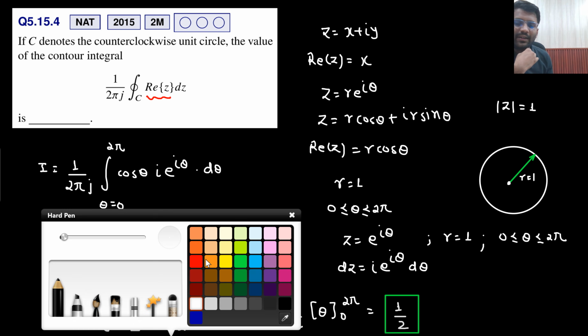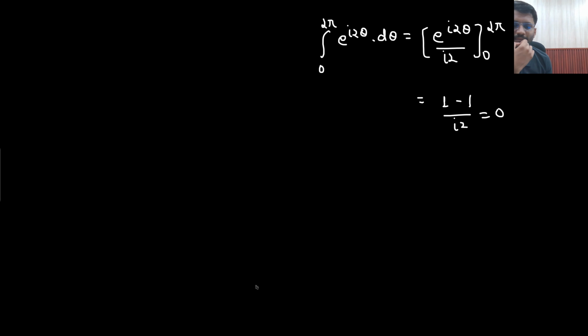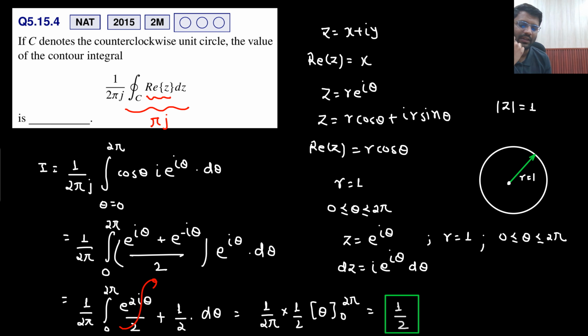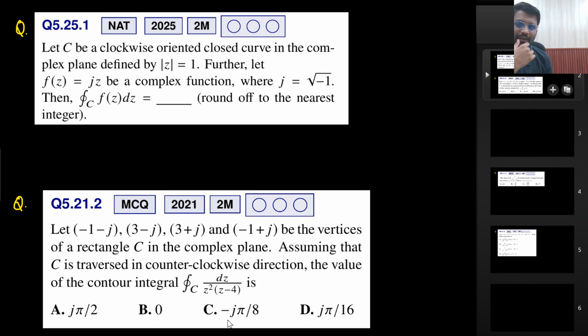Understandable? So this particular integral is throwing the answer as pi j, because pi j into 1 by 2 pi j would be 1 by 2 only, no? So this particular integral is throwing the answer as pi j. Okay, so this is how you are supposed to solve. You would not say, sir, it is not a polynomial in Z. Understandable? Let's go to the next question. So it is not required, let's remove it. You can directly see that this integral will throw 0 only, which I have shown. Answer is 0.